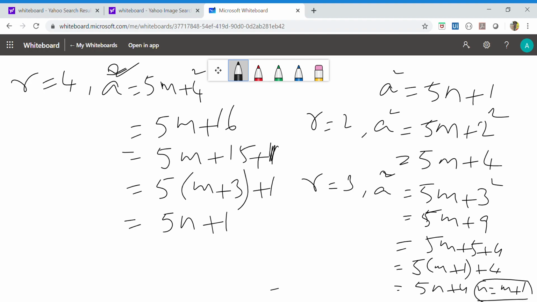In any case, you are getting 5n, or 5n plus 1, or 5n plus 4. So what can you conclude finally? The square of any positive integer is of the form 5n or 5n plus 1 or 5n plus 4. Is it clear?